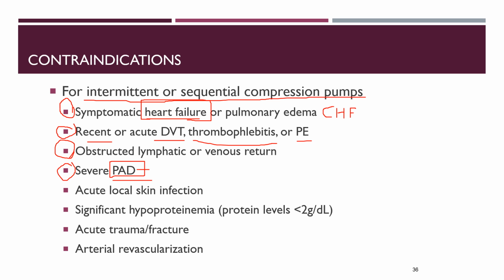So if the ABI is less than 0.6, that indicates blood pressure at the ankle is less than 60% of that in the upper extremity. That means that there's not a lot of blood flow getting there, okay? So ABI, I'm going to write this right here. I apologize for my handwriting. Less than 0.6. Compression is contraindicated, okay?